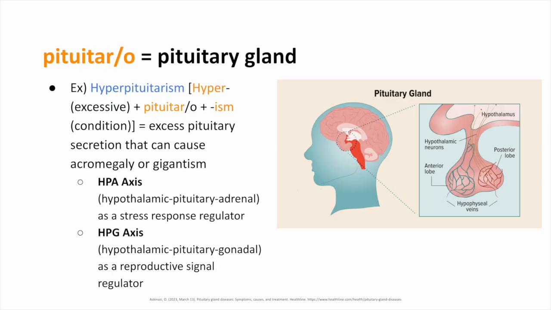Pituitary-o is a combining form that means pituitary gland. The pituitary gland is located right below the hypothalamus within the brain. In the diagram to the right, you'll see the zoomed-in image of the hypothalamus at the top, and there is a sac hanging off under the hypothalamus. That is the pituitary gland. There is an anterior pituitary gland, which is colored by blue blood vessels, and a posterior pituitary gland. They both produce different types of hormones, and pituitary glands are mostly responsible for hormones that control other hormones' production level.